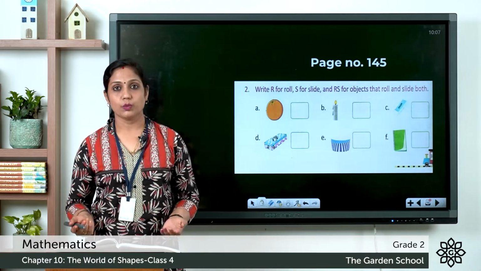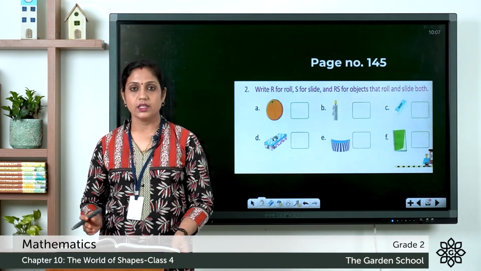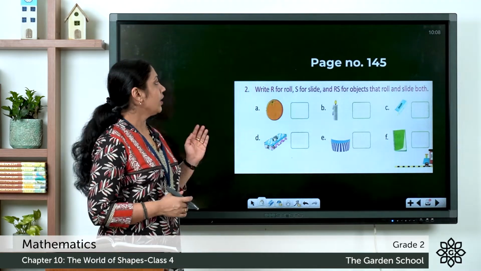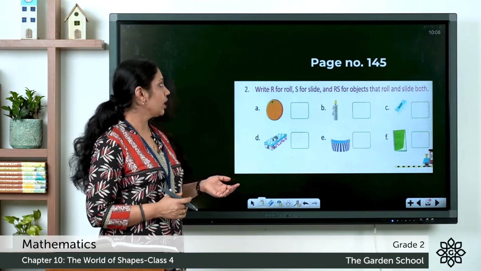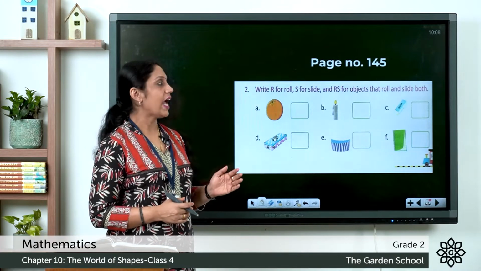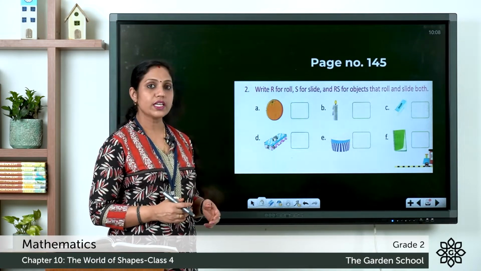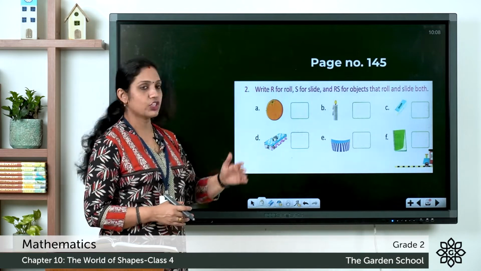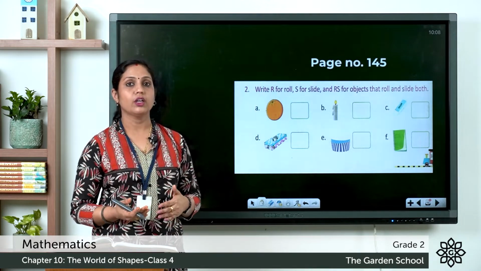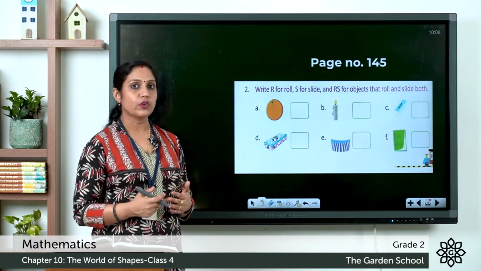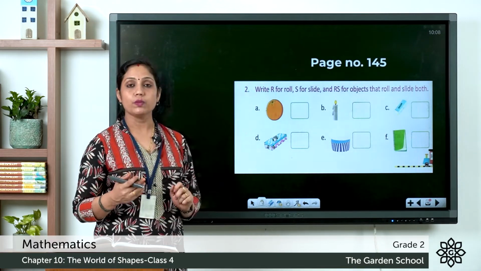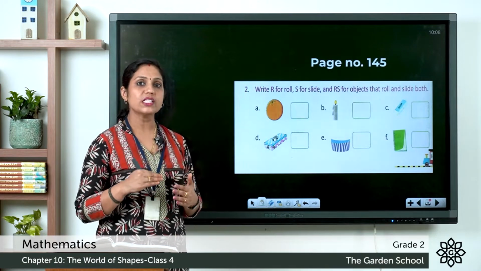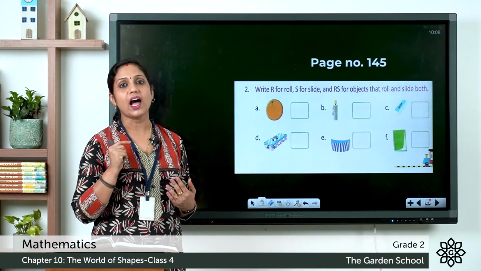Next, page number 145. Same, you have the second question. Let's see what it is. Write R for roll, S for slide, and RS for objects that roll and slide. So what we have to do here, you can see some pictures are given. You have to find out if the object rolls, you should write R there. If the object slides, you should write S there. And if the object rolls and slides, you have to write RS there.